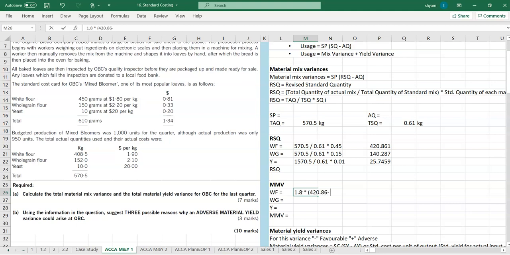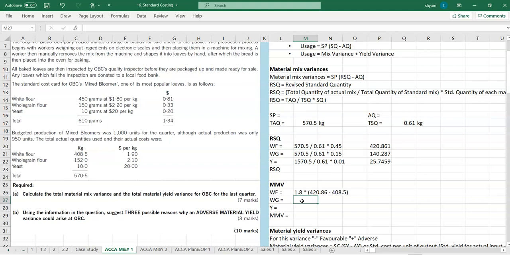RSQ is 420.86 minus AQ. Actual quantity is this, 408.5. So that's done. So let's get the second one.